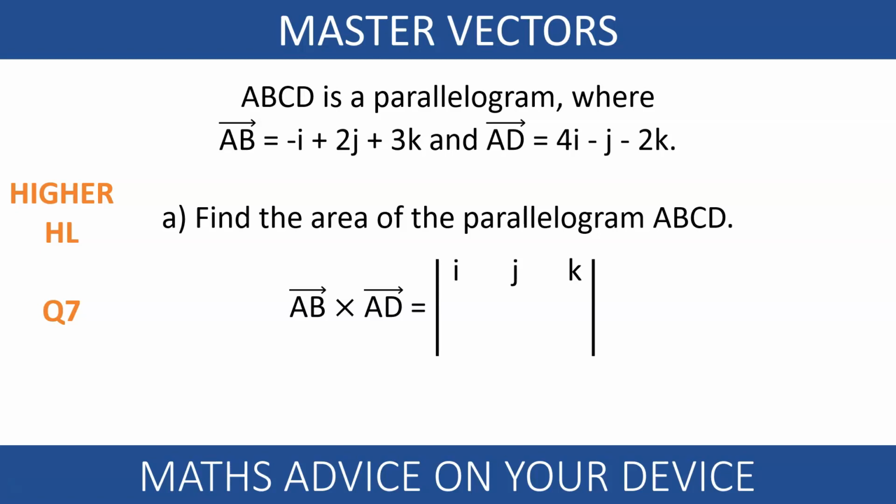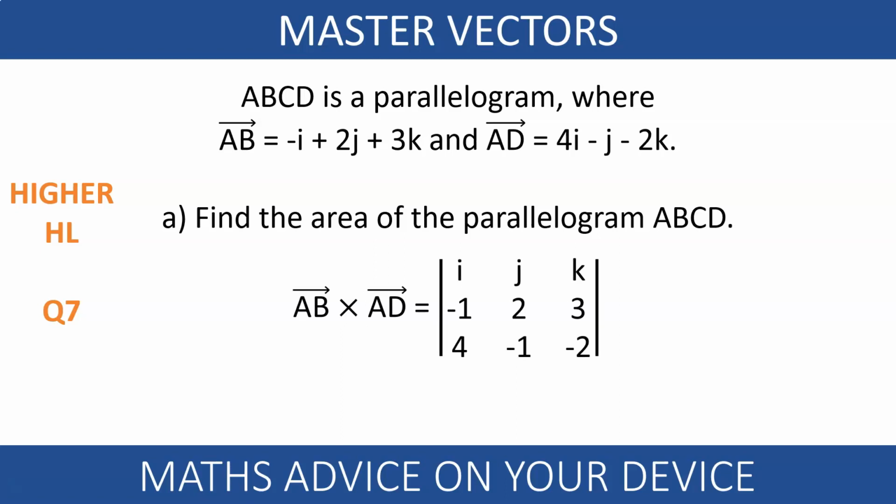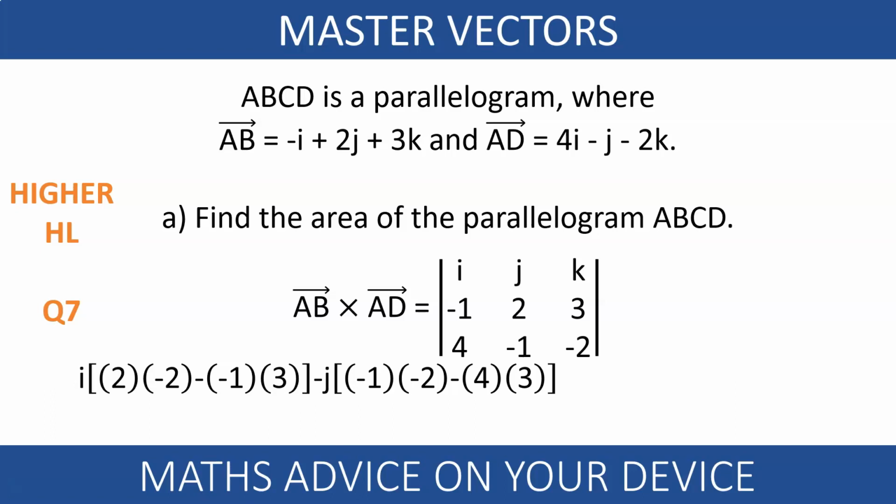To calculate the vector product, we use the matrix with unit vectors i, j, k in the first row, vector AB in the second row, and vector AD in the third row. The determinant of this matrix is i times the determinant of the remaining matrix, once we ignore the first row and the first column, minus j times the determinant of the matrix left, ignoring first row and second column, plus k times the determinant of the matrix left after ignoring the first row and the third column.